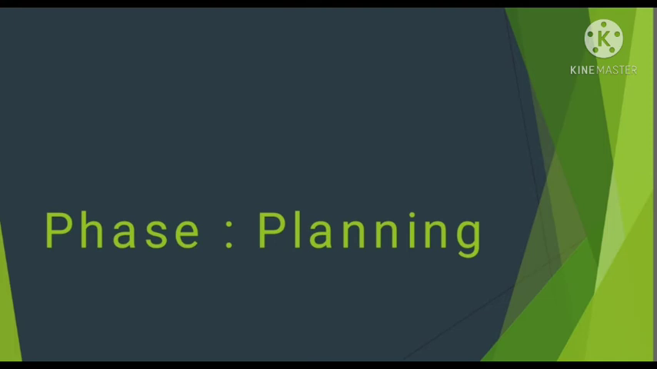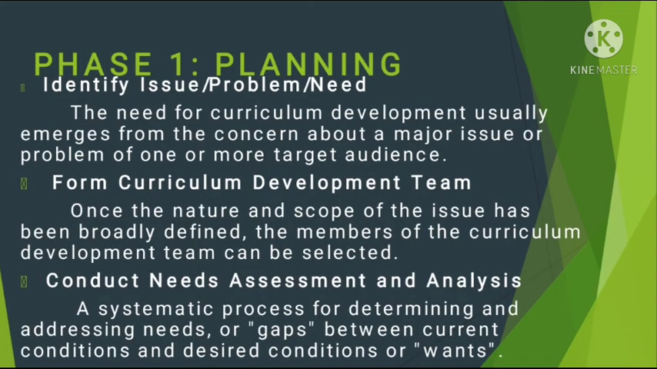Planning is the process of thinking about the activities required to achieve a desired goal. And planning is the first and foremost activity to achieve desired results. So, there are 3 steps of planning. First is to identify issue, problem, and needs.